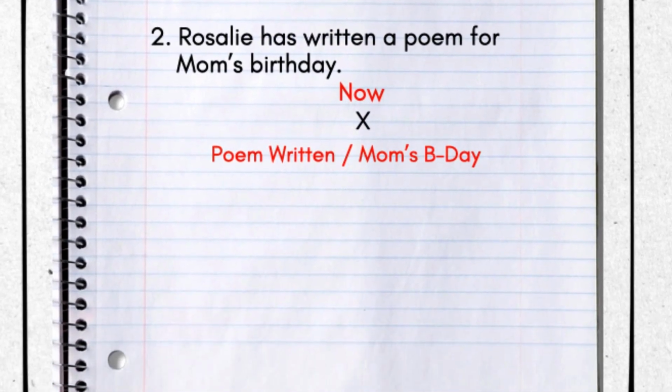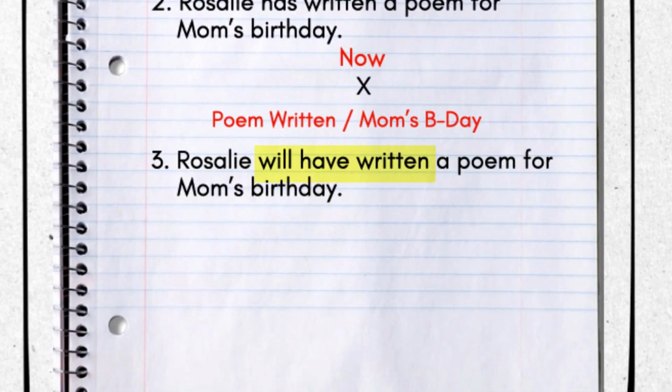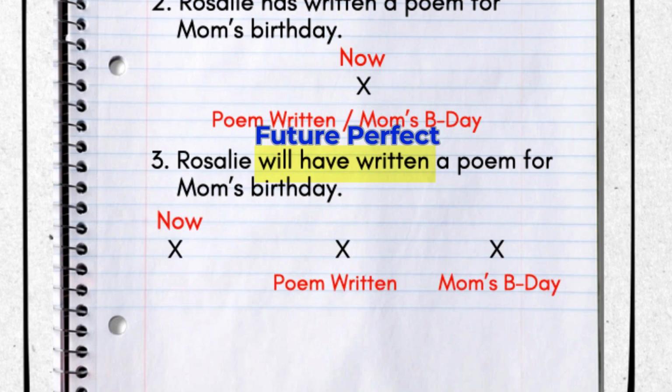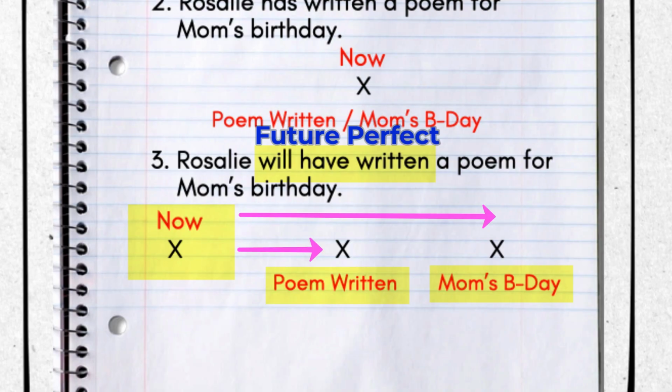And then a future perfect tense, Rosalie will have written a poem for Mom's birthday. Now this is happening in the future. She hasn't written the poem yet. So here's now, poem's not written. She will have written the poem for Mom's birthday. So no, Mom's birthday is way in the future. The poem will be written in the future, but it will be written before Mom's birthday.